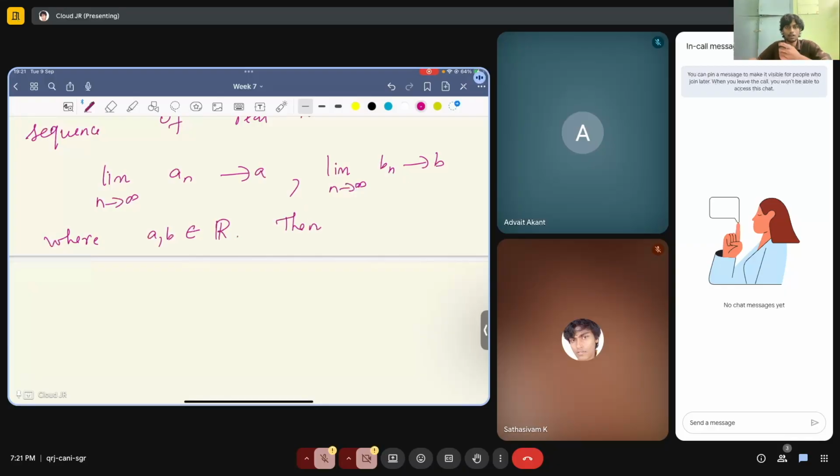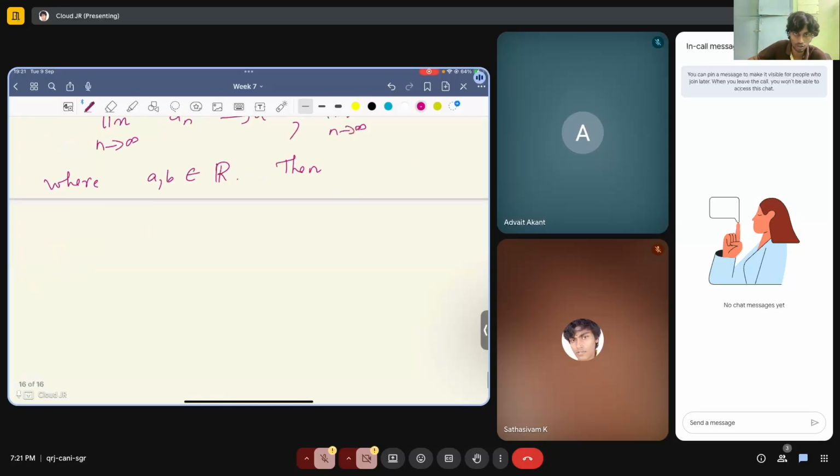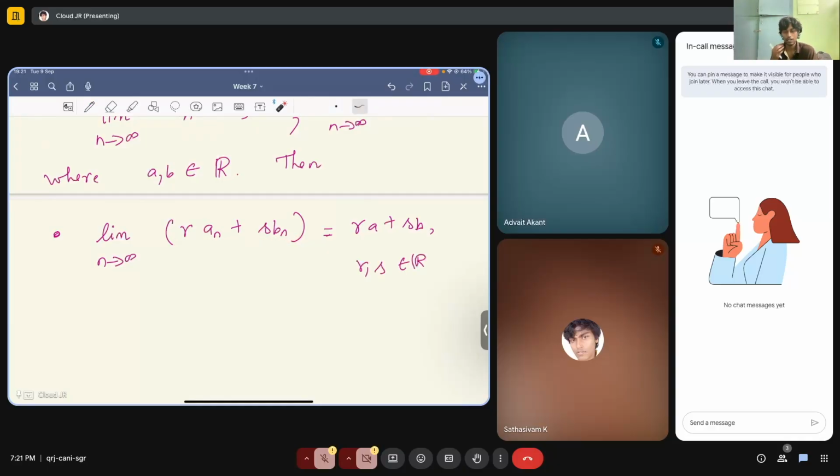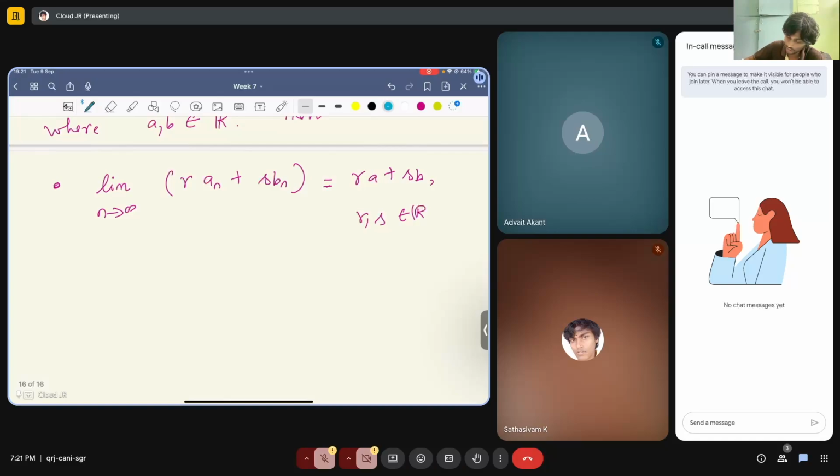So then you have the same kind of thing, so we'll write it here. The first one is the limit as n tends to infinity of a_n plus s b_n, which is nothing but r a plus s b, and this is true for all r and s belonging to R. So you can take any linear combination of a_n and b_n, and your limit is kind of the same. Sometimes people call this the linearity rule. If you want to, you can write it.